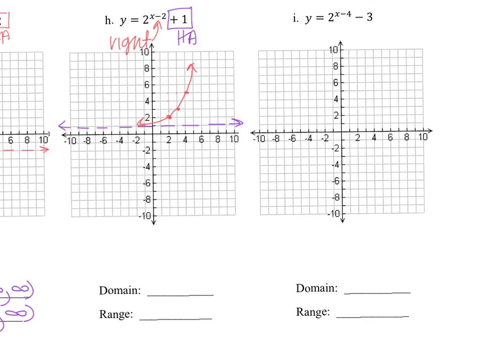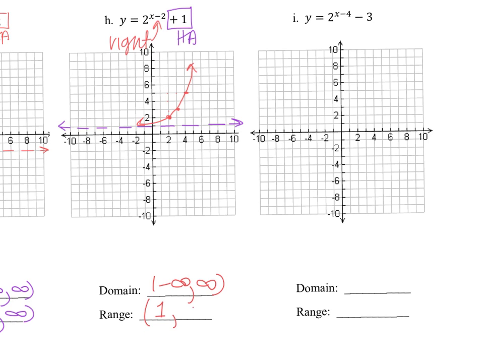All right, domain and range, copy and paste. Domain, -infinity to infinity. That is a terrible infinity sign. Let's change that. There we go. And then range. Range is going to be your k value, which is y = 1, all the way to positive infinity.